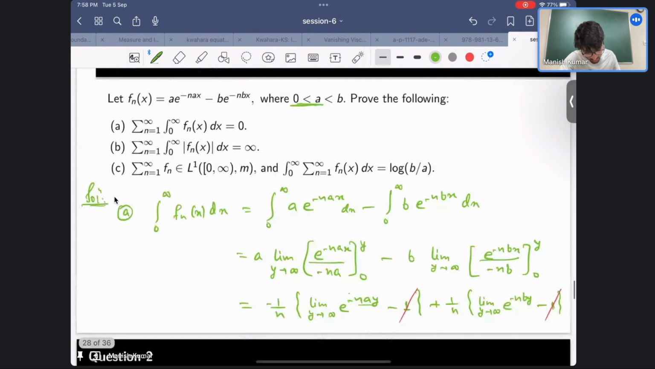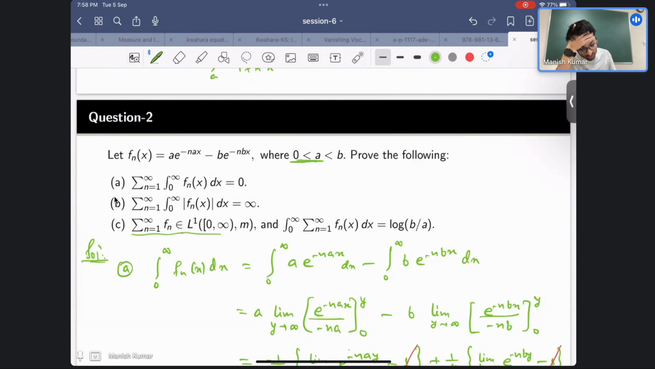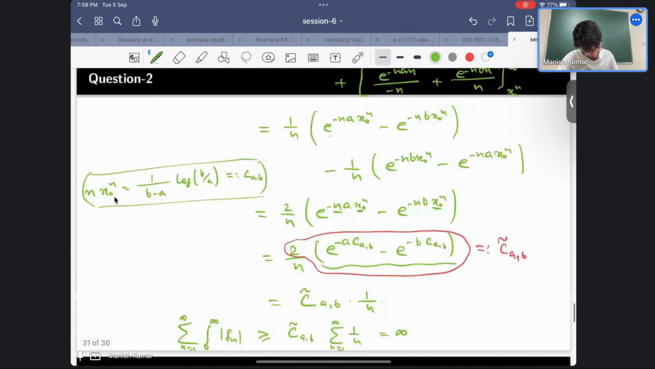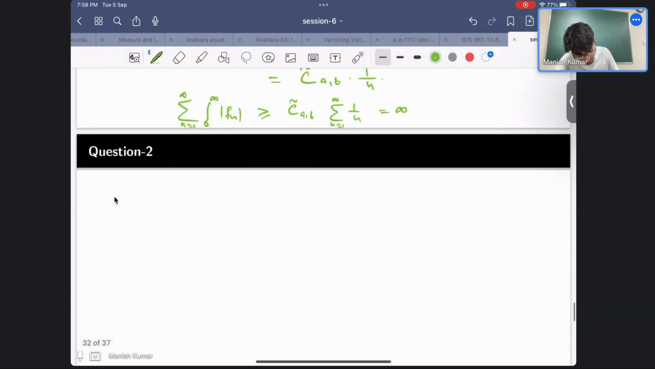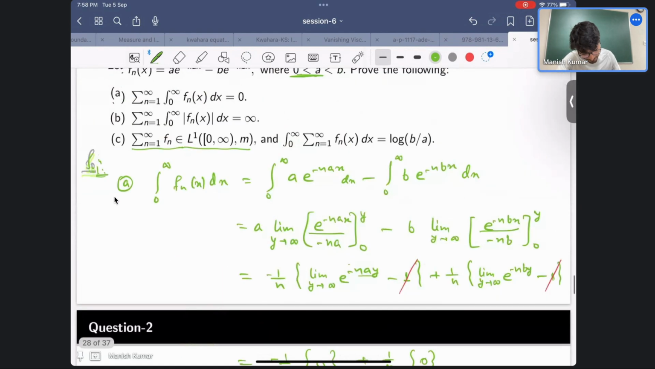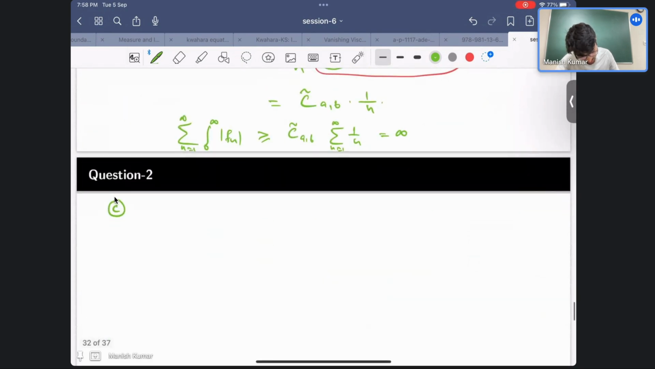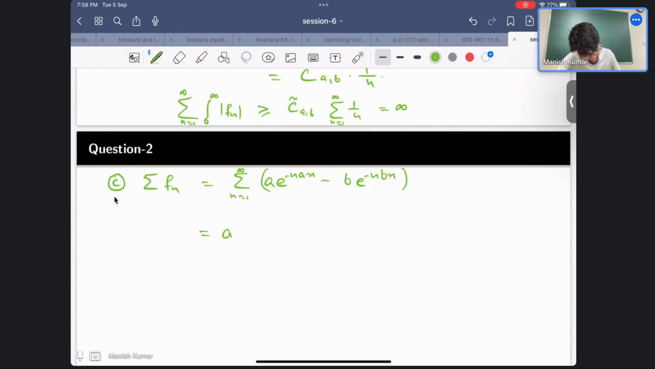The next was to show that this summation of fn is in L1, and if you integrate that value, that will be log of b by a. So let us see what this summation is. This is summation of fn, which is nothing but a e to the minus n ax minus b e to the minus n bx. You have to sum this from 1 to infinity. So this is a times summation n equal to 1 to infinity of e to the minus ax raised to the power n, and then minus b times summation n equal to 1 to infinity of e to the minus bx raised to the power n.